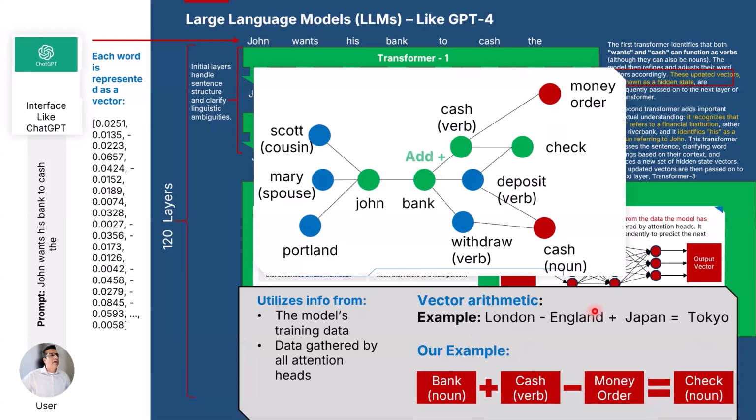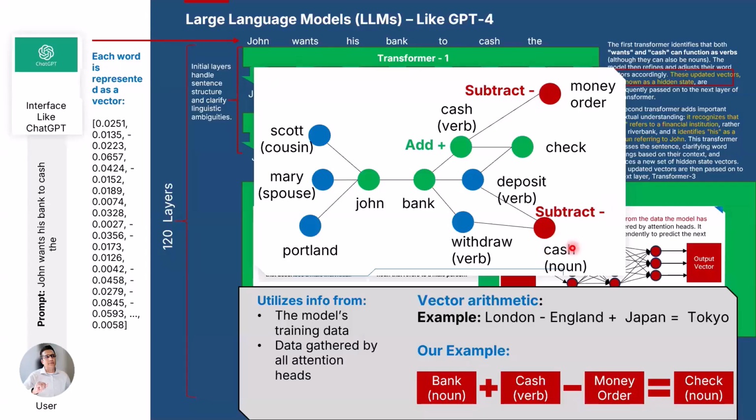So what it did, it actually took the word bank, which is this one. Then it added the word cash to it, which is the cash verb. Then it subtracted words like money order, which is a little farther away from it compared to check. It said money order doesn't make sense. Although people cash both money orders and checks, the frequency of cashing a check is much higher than cashing a money order. So it had placed the check closer to it than the money order, and it subtracted the money order.